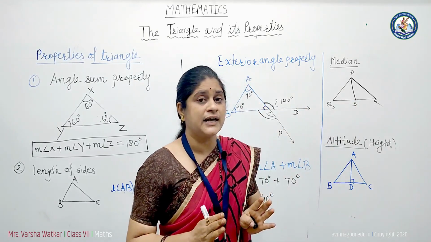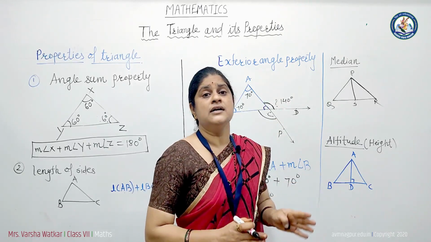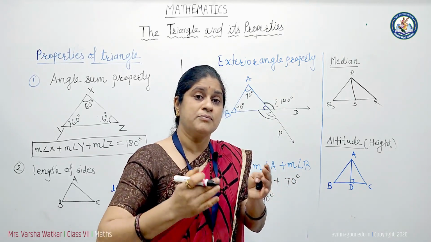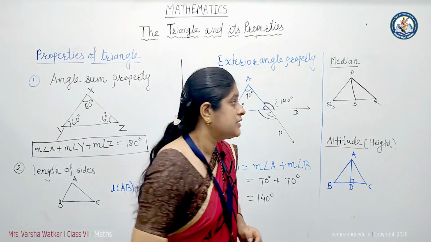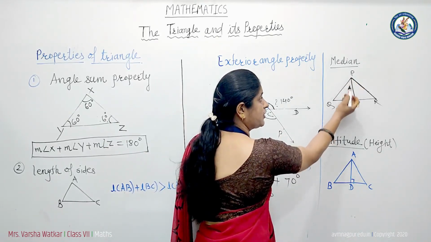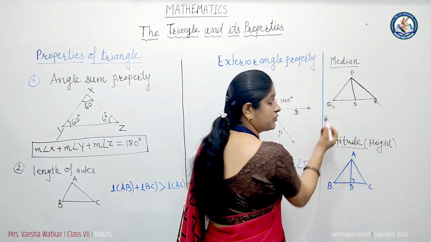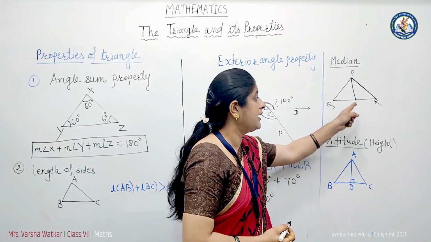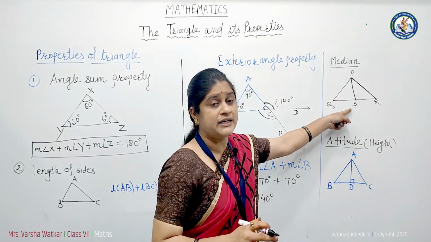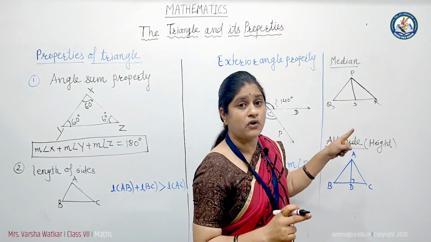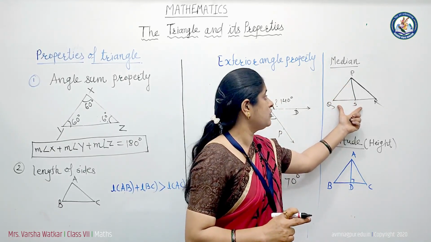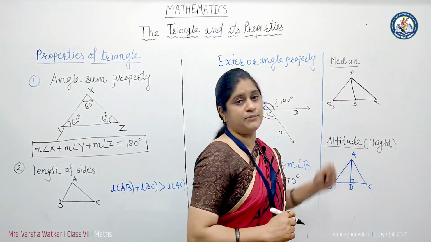So what is the median of the triangle? The median is the line segment drawn from the vertex to the midpoint of its opposite side. Suppose this is vertex P. What is the opposite side of vertex P? Segment QR, and S is the midpoint. So what is the median? Segment PS is the median, because it is the line segment drawn from the vertex to the midpoint of its opposite side.